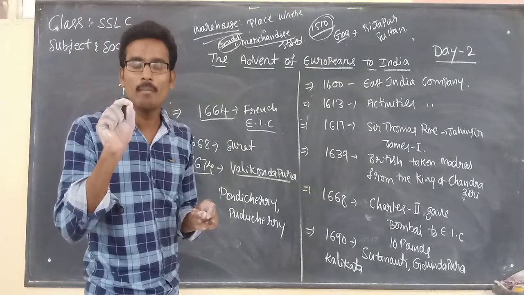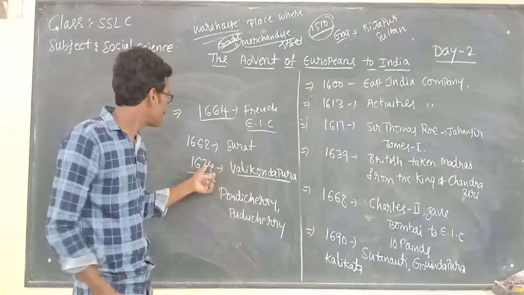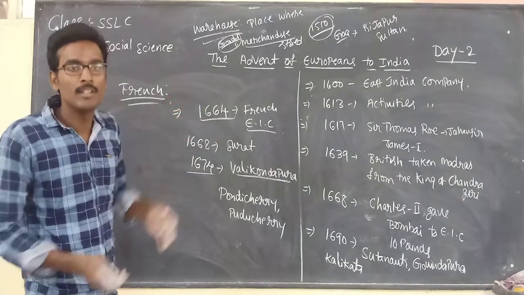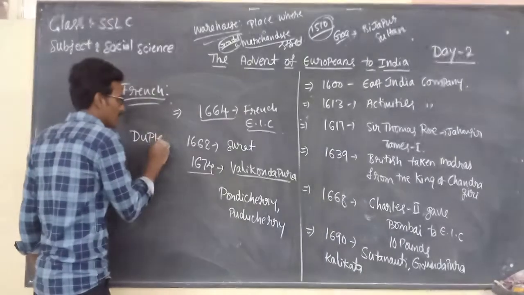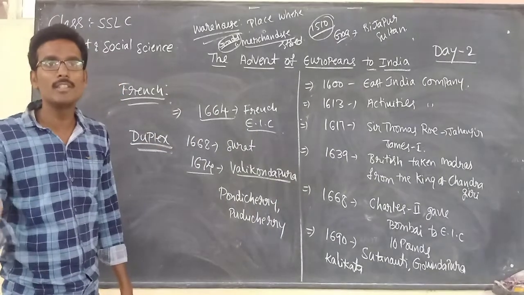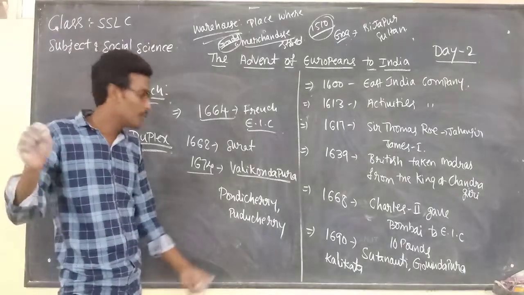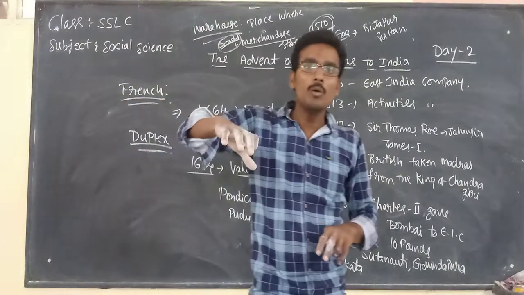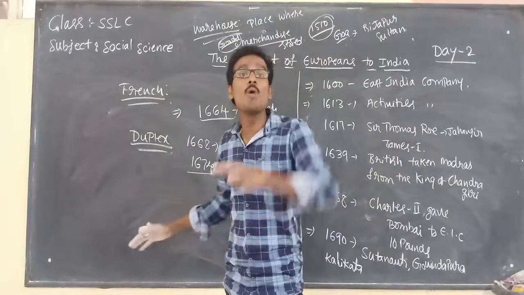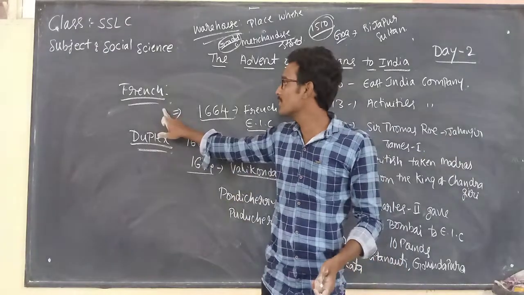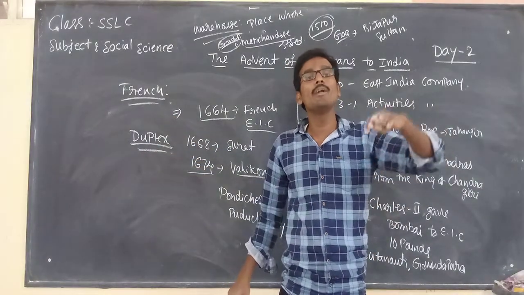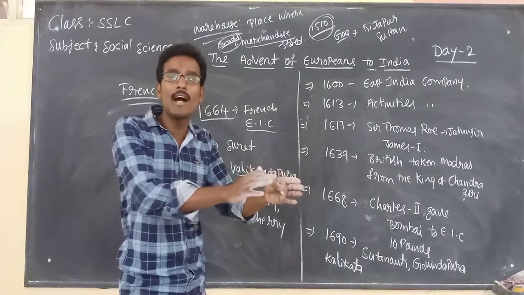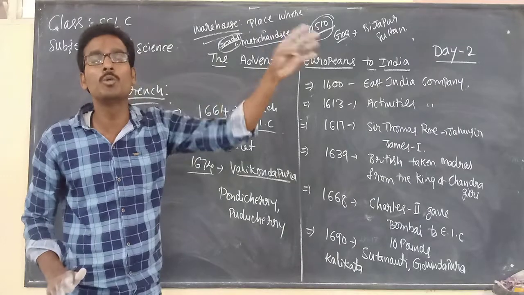Here, one remarkable thing we have to note down: the person who arrived in India as governor from France is none other than Dupleix, a French governor general who arrived at Pondicherry. His major intention was to consolidate French power in India over the Britishers. The major aim of Dupleix was to dominate British ruling in India. That led to a lot of conflicts between the Britishers and the French, which led to the Carnatic Wars.